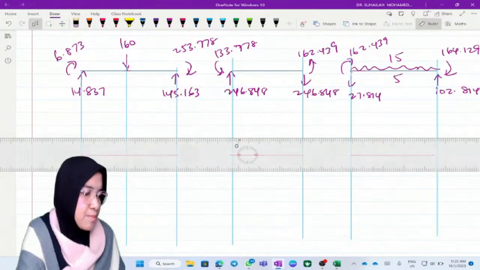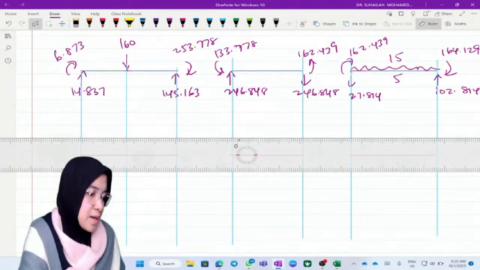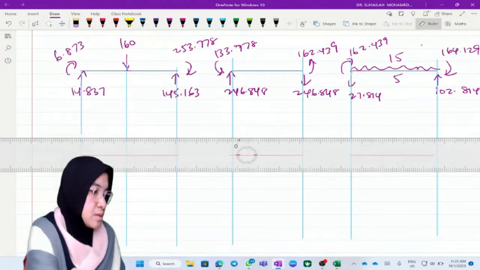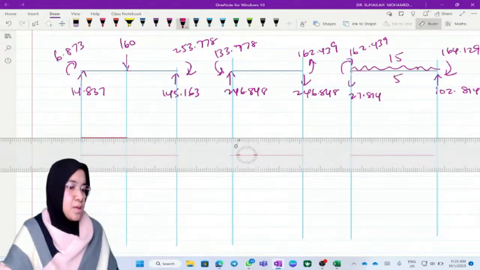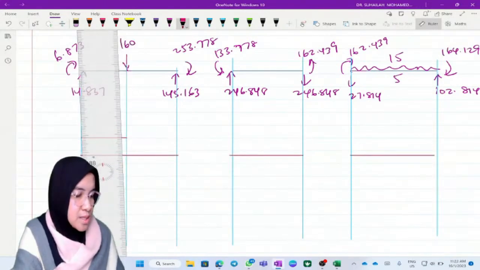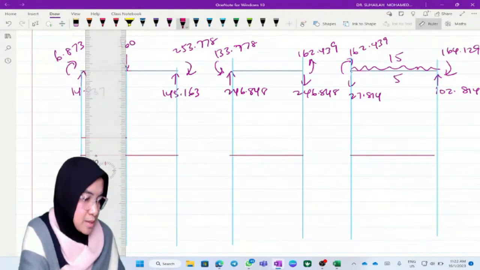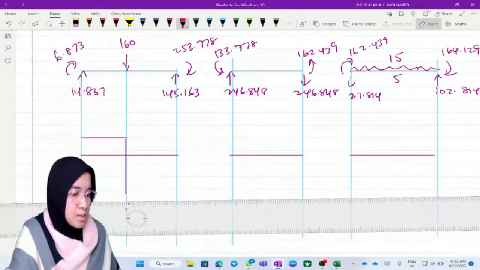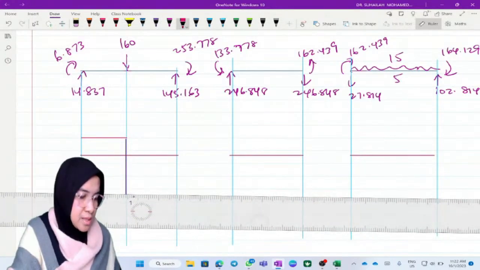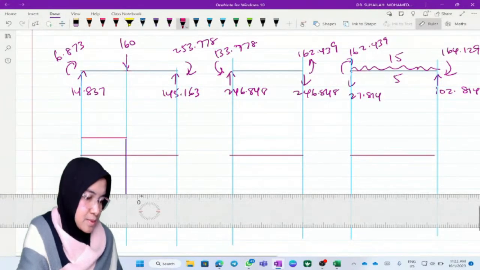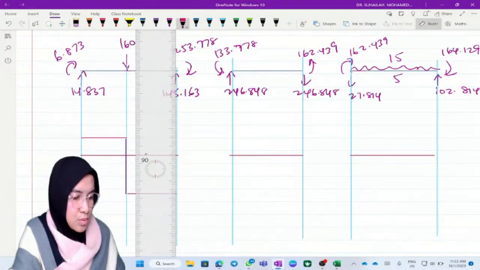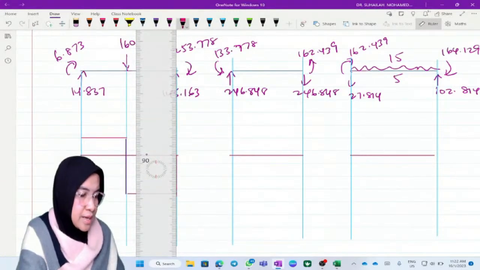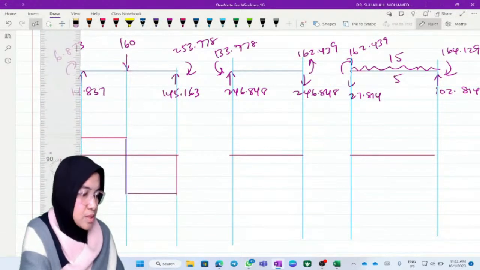So 14.837 means going up by 14.837, going up by 14.837 here, and then minus 160, go straight again, and close at 0. This is the shear force diagram. We draw by using all the shear values.